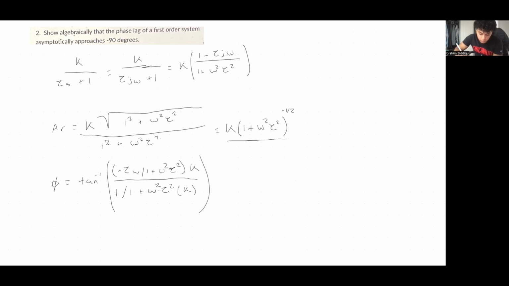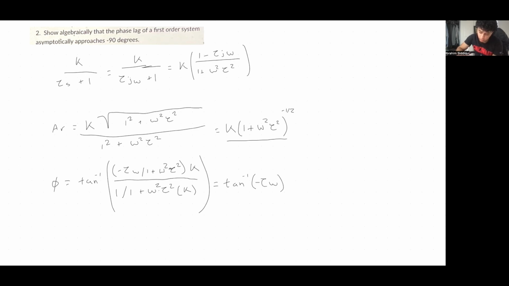Okay? So from this point forward, what we can deduce from this is we can cross out some things. Besides that, we also see like terms. We have 1 divided by 1 plus omega squared times tau squared, and we have 1 plus omega squared times tau squared on the top. So from this, what we'll get essentially is our overall phase, which is the inverse tangent of negative tau omega.